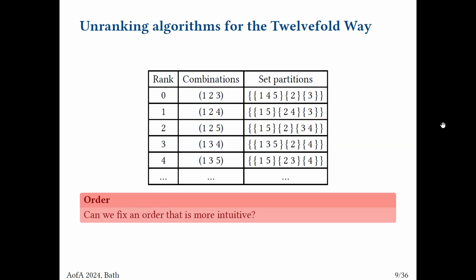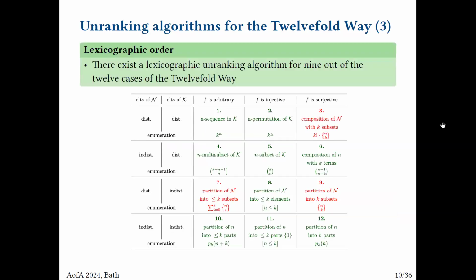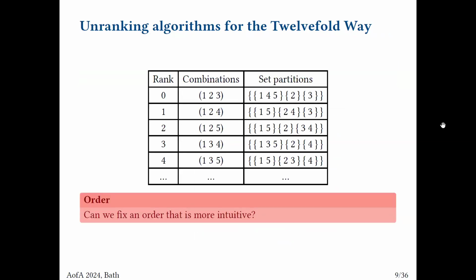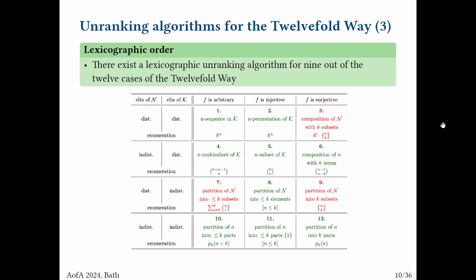For example, here you have the unranking algorithm derived from the interpretation of the Stirling numbers of the second kind, and the order in which the set partitions are sorted seems really chaotic. So in this talk, we are going to focus on whether it's possible to have a lexicographic unranking algorithm for all the cases of the 12-fold way. The answer is yes, there exists a lexicographic unranking algorithm for each of the 12 cases, except for the problems related to set partitions, which are the ordered set partitions, the third case, the Bell set partitions, which are the seventh case, and the set partitions, which are the ninth case. So let's focus on these cases.